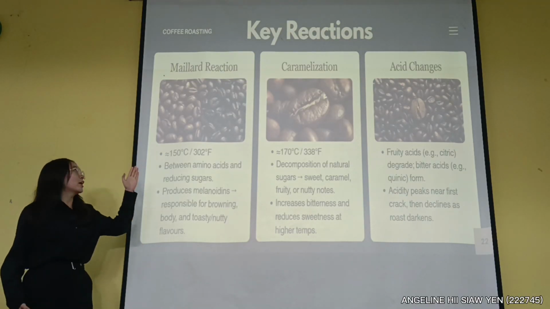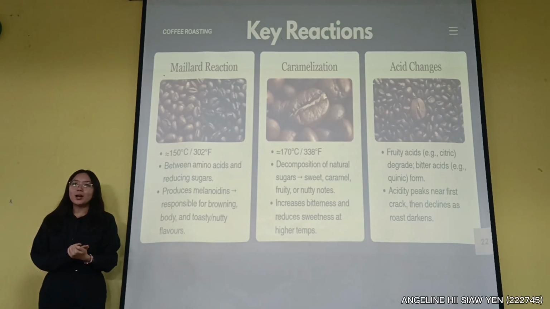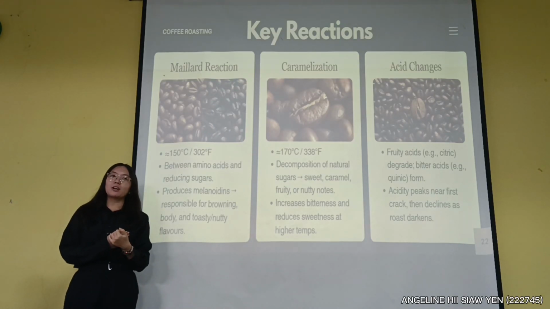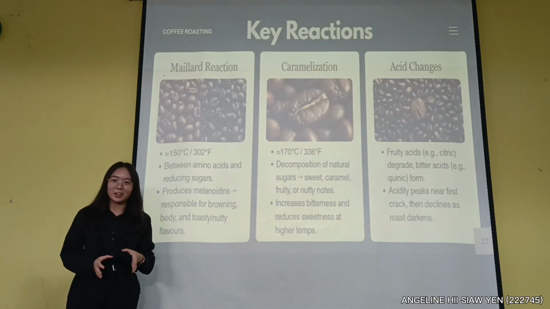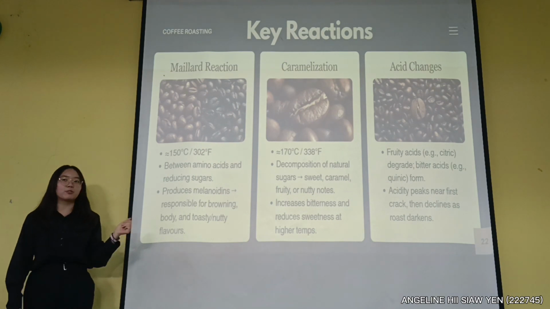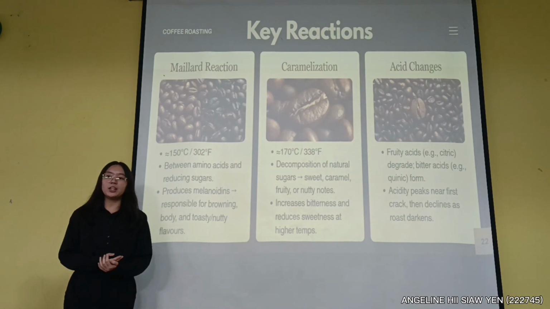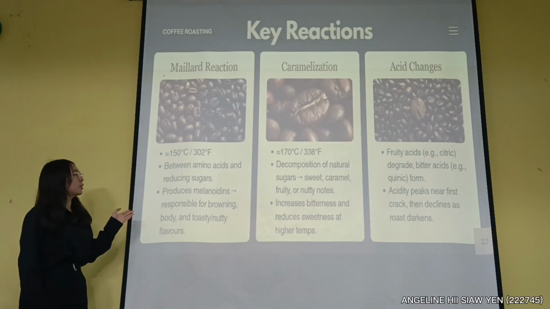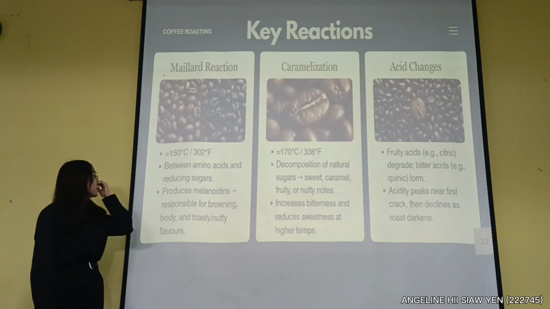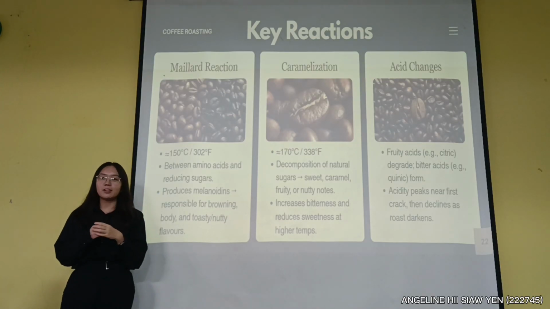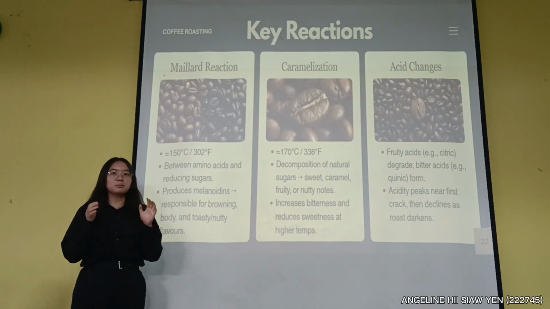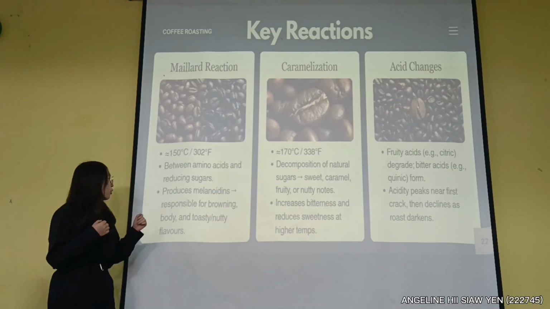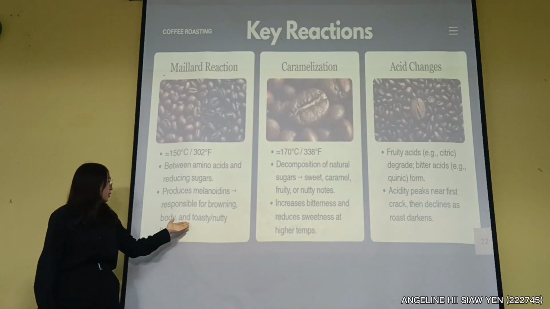The first one is the Maillard reaction. So what is the Maillard reaction actually? Well, imagine that you smell toasted bread or grilled meat. That aroma, that smell, instantly makes you hungry. That is the result of the Maillard reaction. In coffee, the Maillard reaction starts around 150 degrees Celsius, when the amino acids and sugars inside the beans react and form compounds called melanoidins. These melanoidins are responsible for the coffee's brown color and its toasty or nutty flavors.